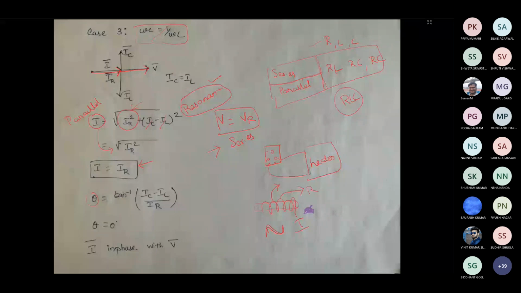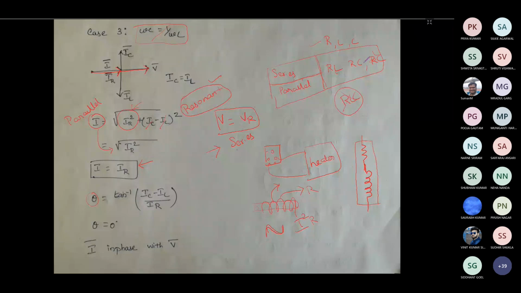Here the heat is dissipated based on I square R. And if you take something like a fan, you can consider the fan in your home as an inductive load. It is based on some winding, which has a finite resistance, so you can consider your fan as an RL load.